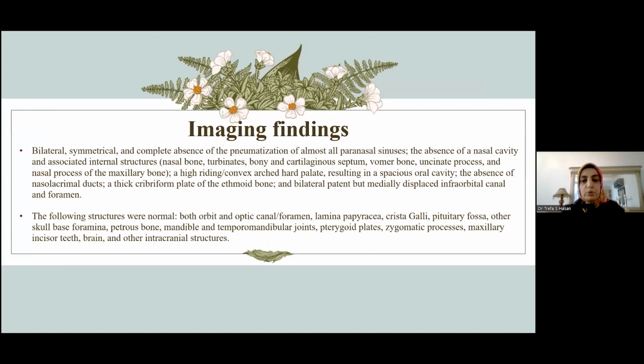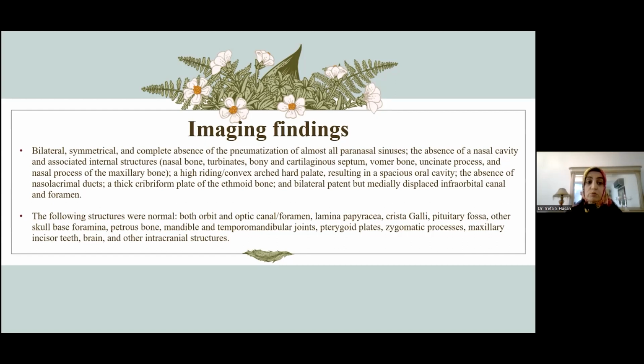So we proceeded to do a thin section bone algorithm multi-detector CT scan of the nose and paranasal sinuses. It demonstrated bilateral symmetrical complete absence of the pneumatization of all paranasal sinuses, with absence of the nasal cavity and associated internal structures. Absent nasal bone, absent turbinates, bony and cartilaginous nasal septum, vomer bone, uncinate process, and nasal process of maxillary bone. All these were missing. There was also a high-riding convex arched hard palate, which resulted in a spacious oral cavity.